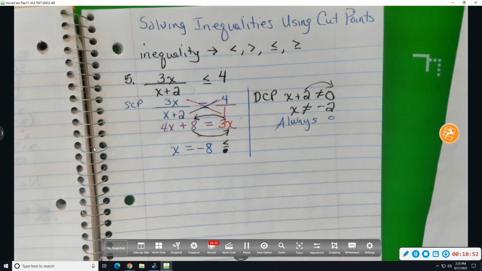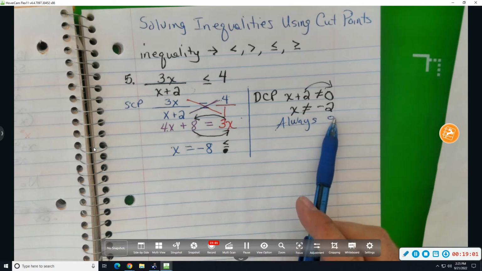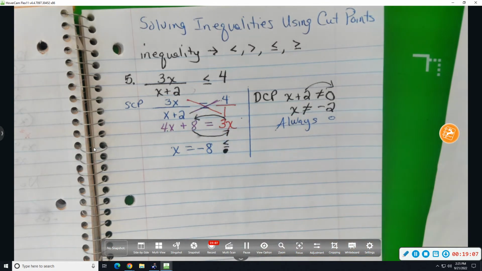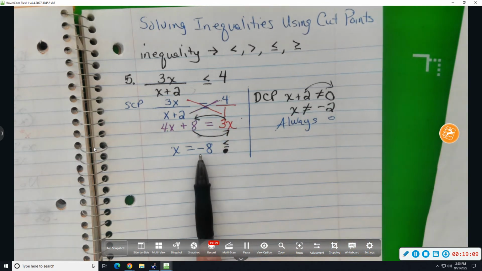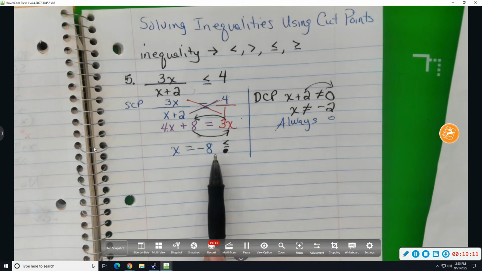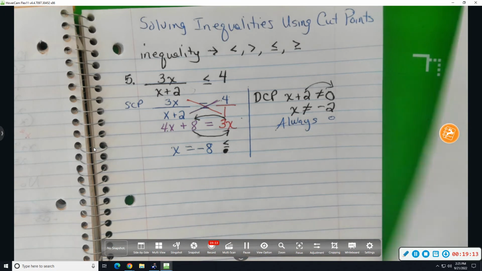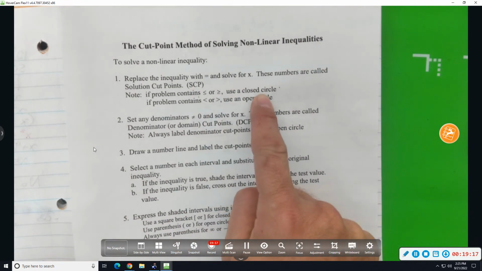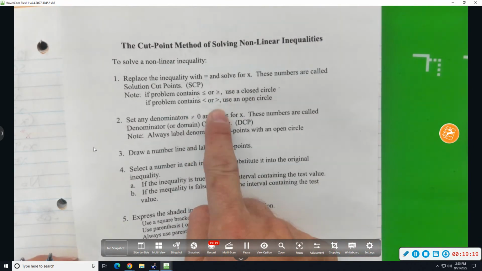Remember, open circles mean not including. Closed circles mean including. You never want to include negative 2 as an answer because that's when the fraction is undefined. Let's look back at the solution cut point and let me see if I can explain to you why I have this statement here. If there's an equal sign, closed circle. If there isn't, open circle.